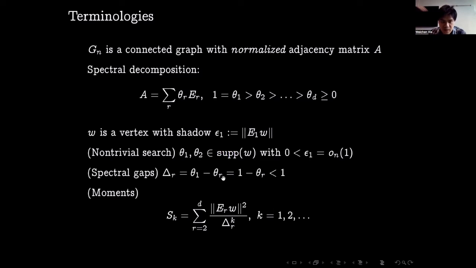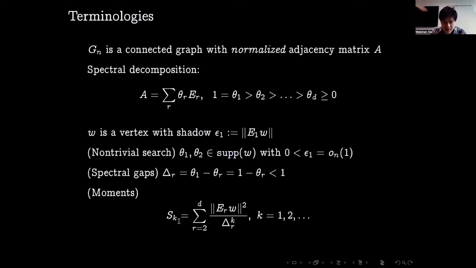And then we require that theta 1 and theta 2 be in the support of W. That is, W must have non-zero shadow on the first two eigensubspaces. And for the shadow on theta 1, we also require it to go asymptotically to zero. Otherwise, we could just measure it at the very beginning. We call the spectral gap delta R the largest eigenvalue minus the R-th eigenvalue. Since the largest eigenvalue equals 1, it's 1 minus theta R, which is clearly less than 1.